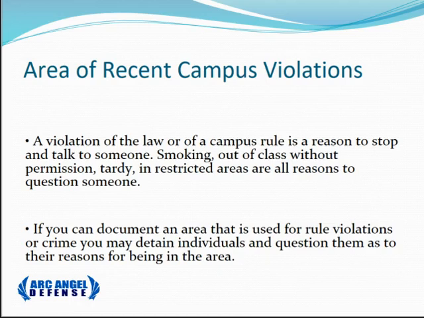Areas of recent campus violations. A violation of the law or of a campus rule is a reason to stop and talk to someone. Smoking, being out of class without permission, being tardy, or being in restricted areas are all reasons to question someone. If you can document an area that is used for rule violations or crime, you may detain individuals and question them as to their reasons for being in the area.